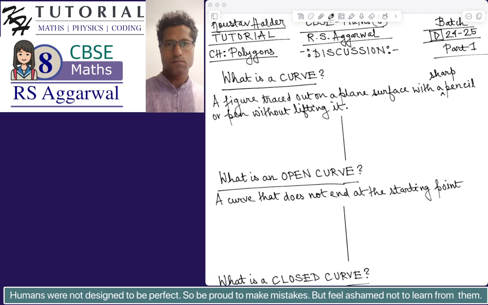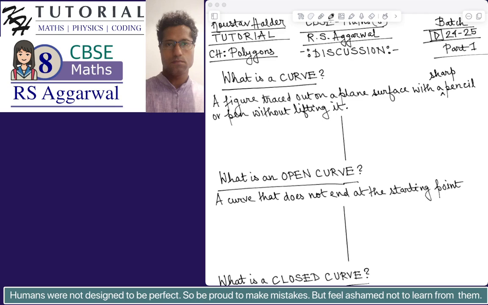A figure traced out on a plane surface with a sharp pencil or pen without lifting it. So a figure traced out on a plane surface. On a plane surface means on a piece of paper. If you draw freehand, with a pencil or a pen, a figure. Now, what is a figure? A figure is a continuous connection of points.